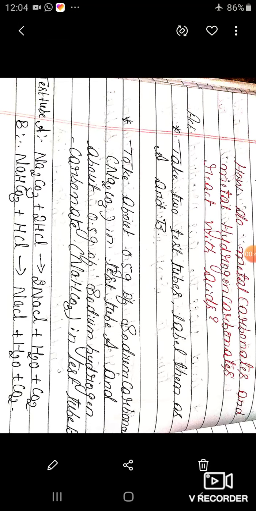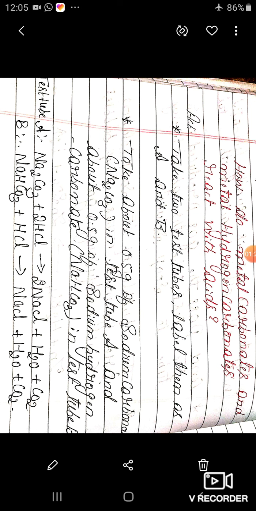Okay dear students, today we shall discuss how metal carbonates and metal hydrogen carbonates react with acids. You know that in the periodic table, 75% of the elements are metallic. For example, gold, aluminium, copper, iron, lead, silver, platinum, uranium, zinc, sodium, etc. So these are all metallic elements.